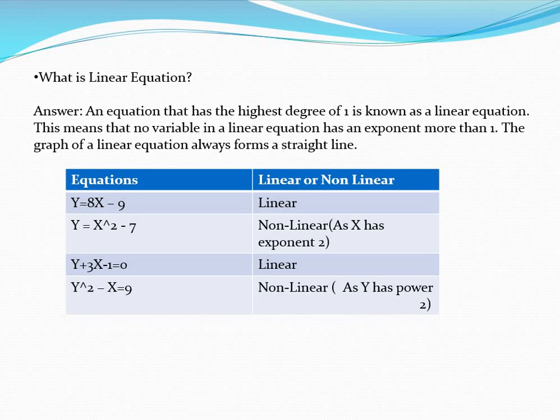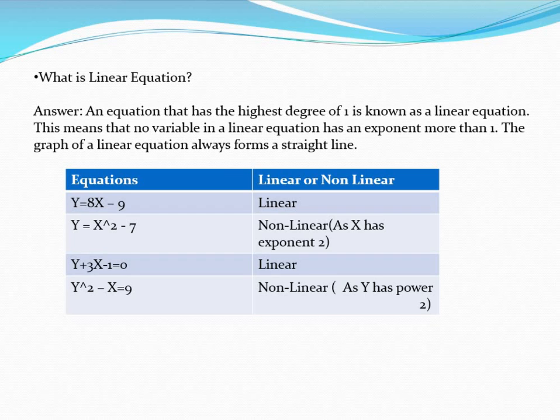So let us know what a linear equation is. An equation that has the highest degree of 1 is known as a linear equation. This means that no variable in the linear equation has an exponent more than 1. So here are some examples. The graph of a linear equation always forms a straight line. So some equations are given here.